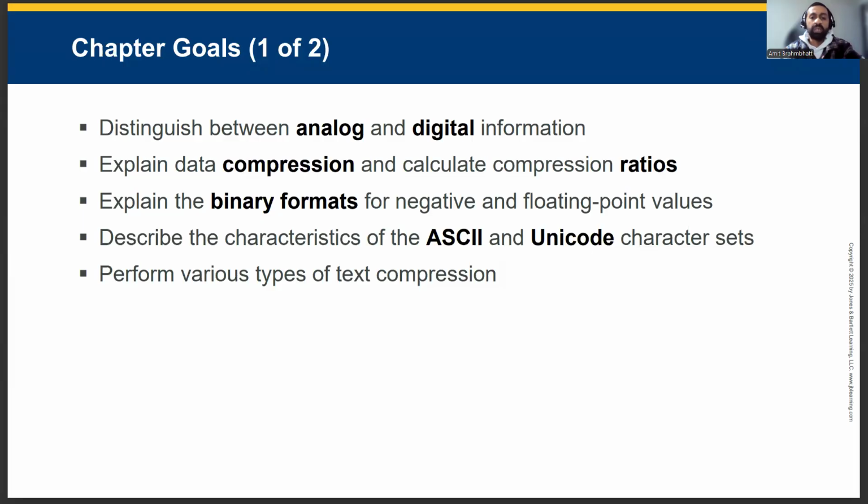In addition, the chapter introduces character representation systems, including ASCII and Unicode, which allow text to be stored digitally. Finally, we'll learn techniques for compressing text data. These goals prepare us to understand how diverse types of information are encoded, stored, and transmitted efficiently in computer systems.